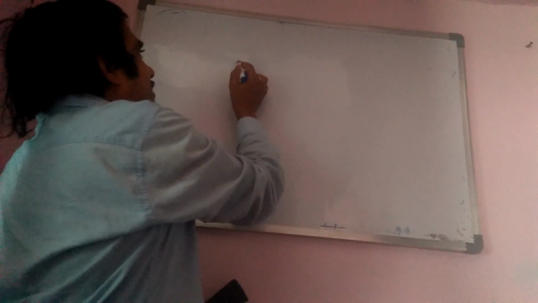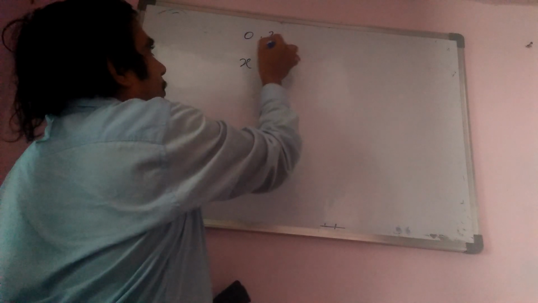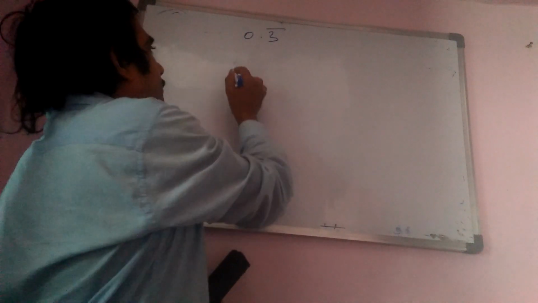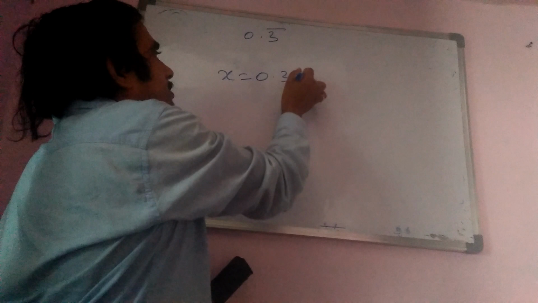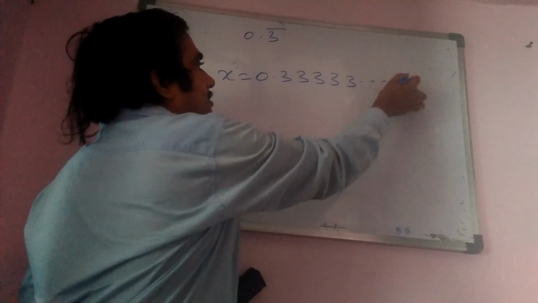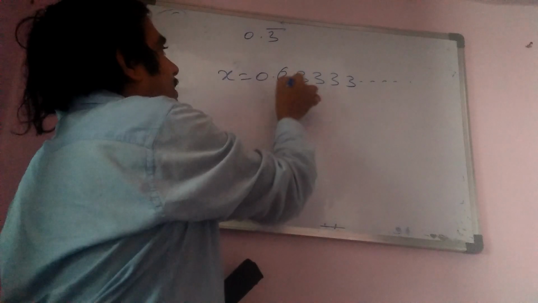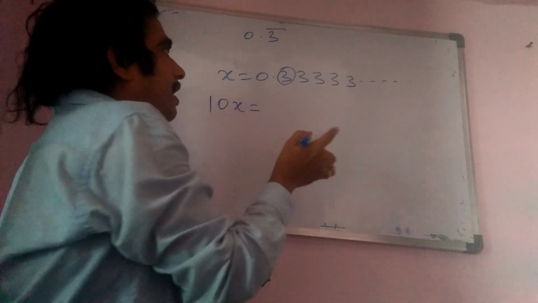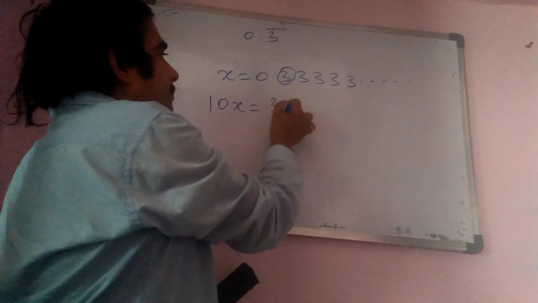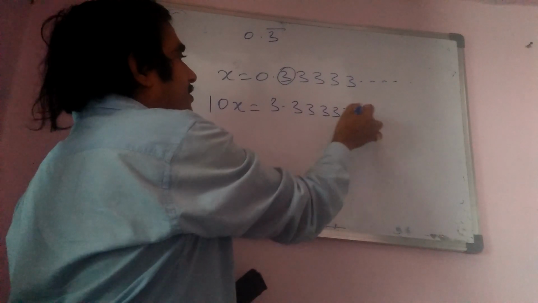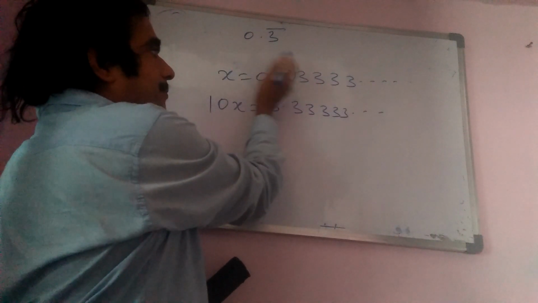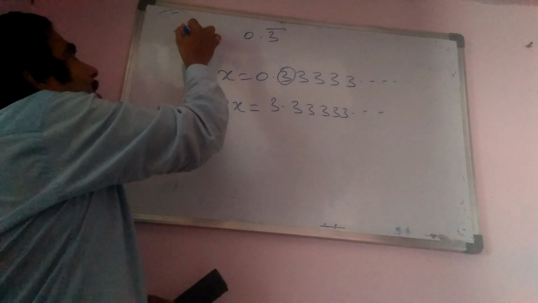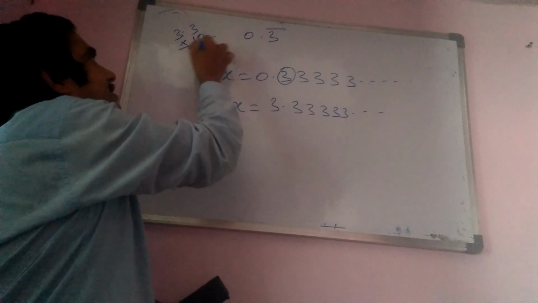Then how to convert non-terminating decimals? For example, given 0.3 bar, they asked you to change it into fraction form. Let it be equal to x, 0.33333, you can write. Now here the periodicity is how much? 1. You multiply this with 10, because periodicity is 1, 3.33333 will come. Why this number is coming on the right side, I will show you with one multiplication. 3.3 into 10, if you multiply, 33.